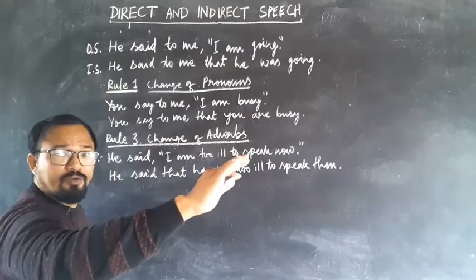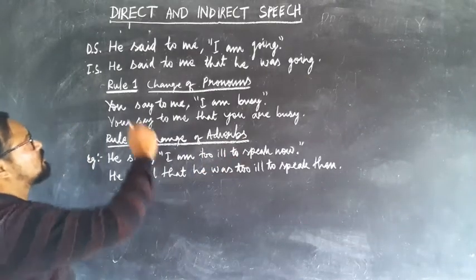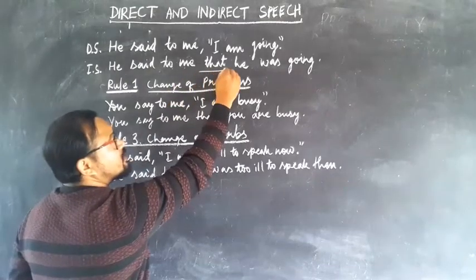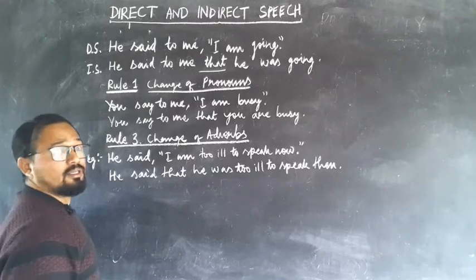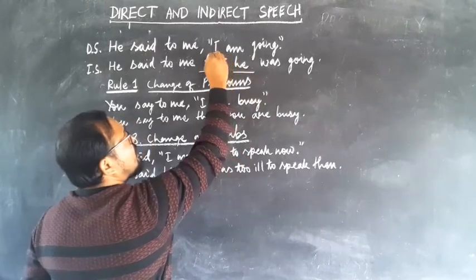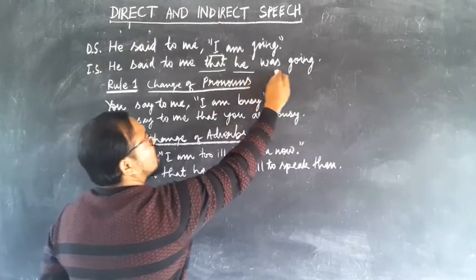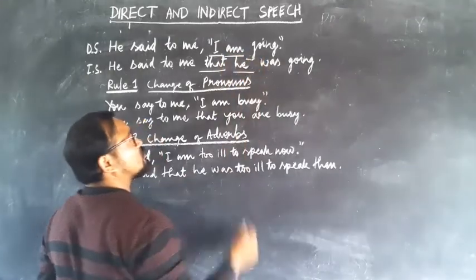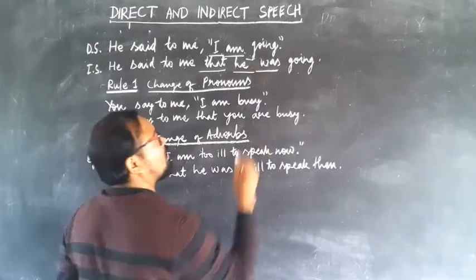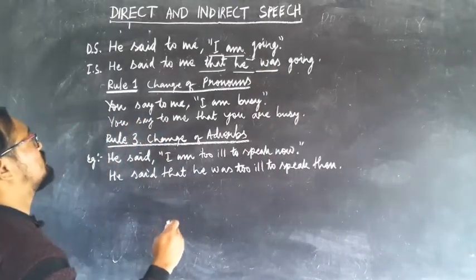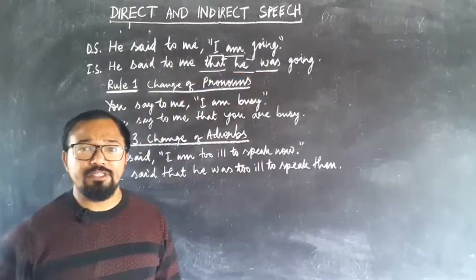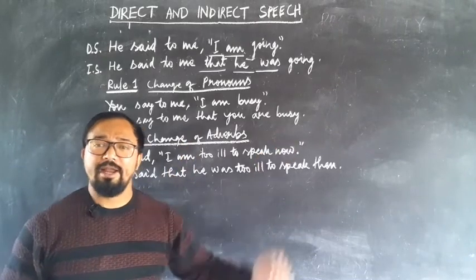So you will remove all the inverted commas and write it in the indirect form. He said to me that, you are adding the reporting word "that" here. "I" is changing into "he", and the verb is also changing, which means the tense is changing: "am" becomes "was", he was going. He said to me that he was going. In this way you will be able to change from direct speech to indirect speech.